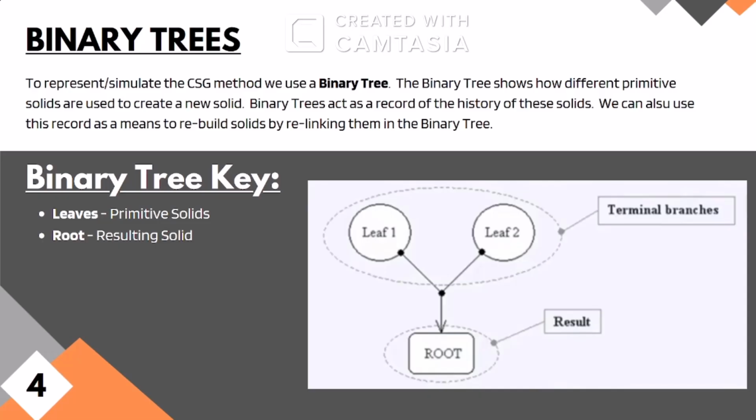Now, binary trees represent, or kind of simulate, the CSG method we're using. So the binary tree shows how different primitive solids interact to create a new solid. And it represents a record or a history of what we're doing within CSG. When we're looking at a binary tree, we're seeing the leaves as our primitive solids, and then the root as the resulting solid in that binary tree. So within Inventor or other CAD models, we might have a simple binary tree like the one shown in the image, or it might be much more complex.